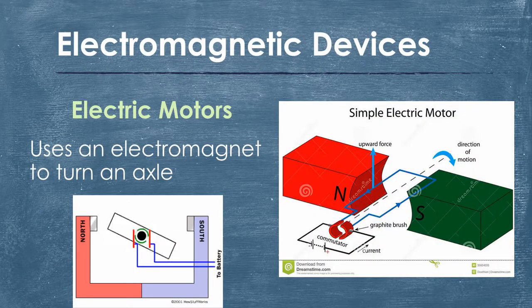Our next device is an electric motor. An electric motor uses an electromagnet to spin an axle.